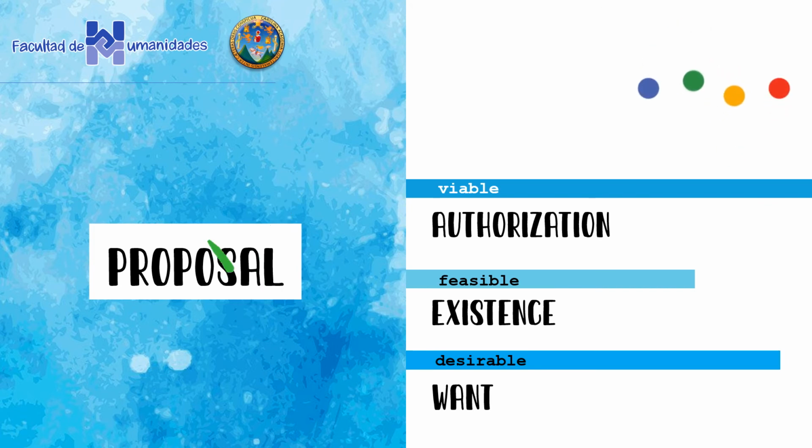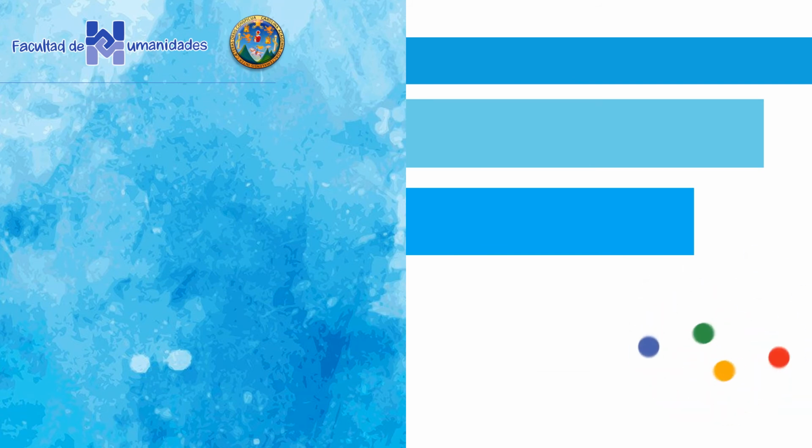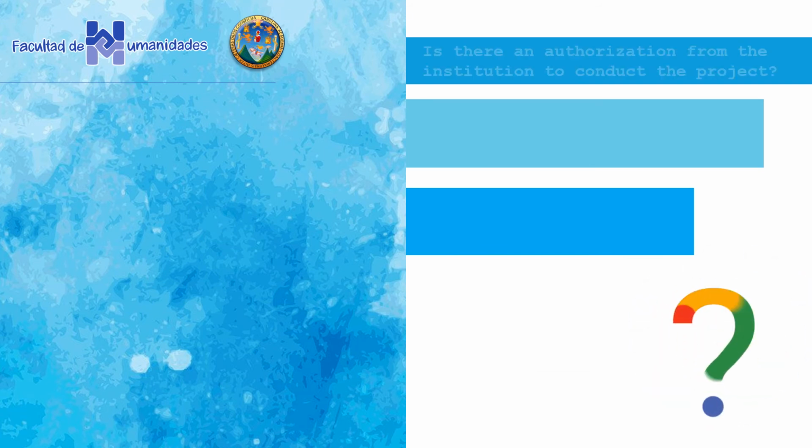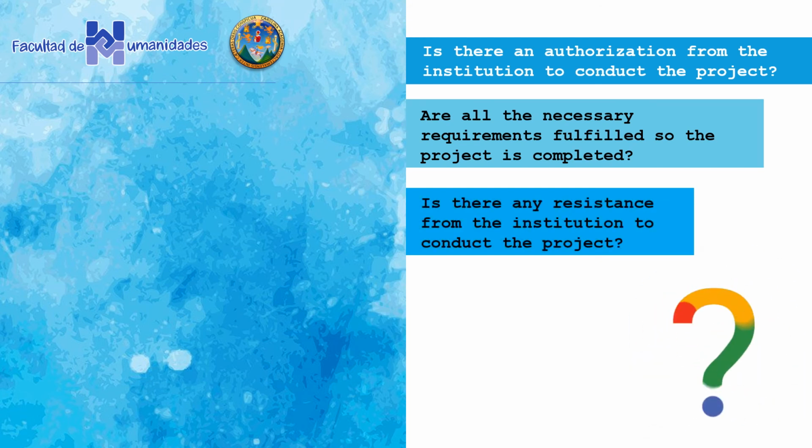As it's pretty logical, for you to conduct this analysis, you must first present your proposal to the authorities, and based on what you discuss with them, you will answer the questions. As you'll create the questions, have this in mind. The must-have questions are: is there an authorization from the institution to conduct the project? Are all the necessary requirements fulfilled so the project is completed? And of course, is there any resistance from the institution to conduct the project? If the answer to the last question is yes, you must not continue with the project and determine a different solution. Remember, critical thinking is your main ally here.